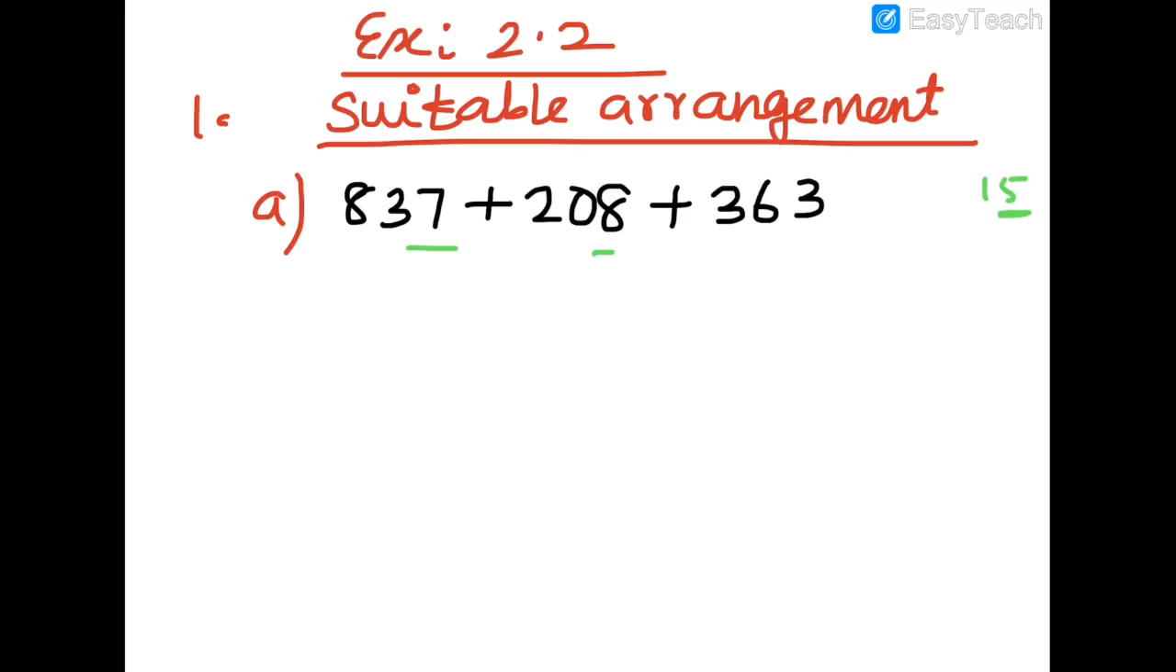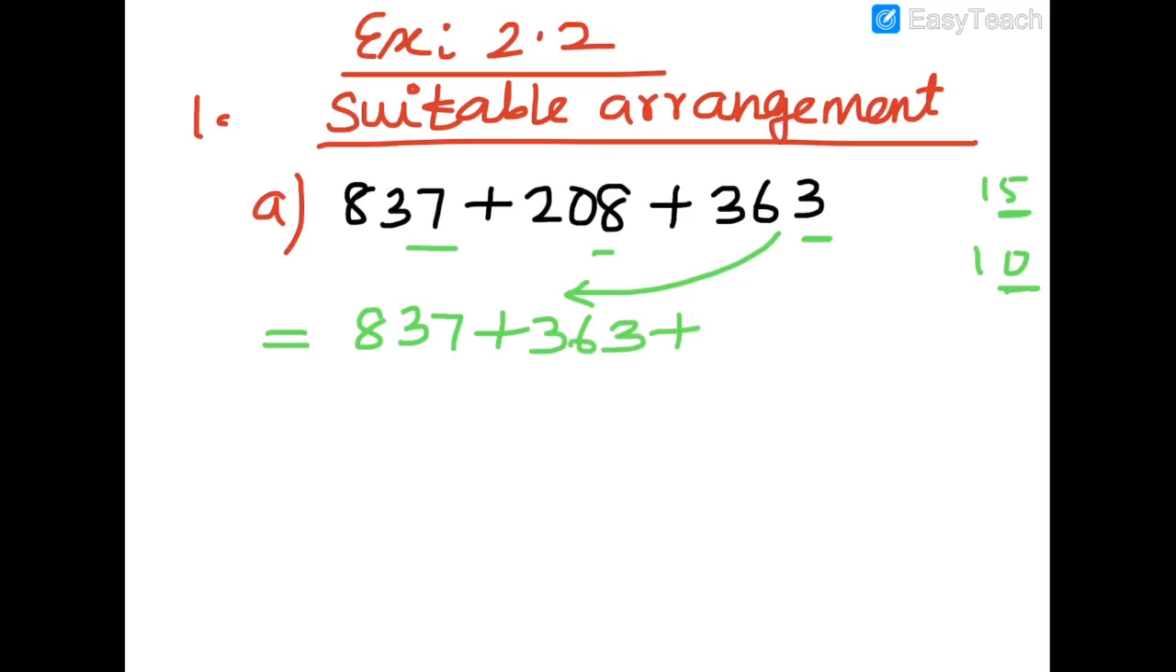So first we have to check whether adding any two of the unit digits gives a number ending in 0 or not. Now 7 plus 3 means 10, so we will get a 0 ending number. That means we have to rearrange the numbers. 837, we write this number here, then 363 plus 208. So 837 plus 363, what is the number?